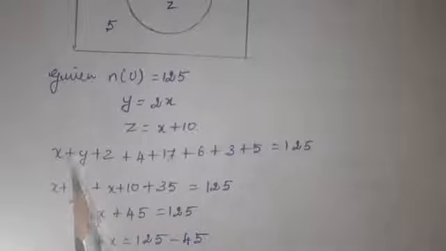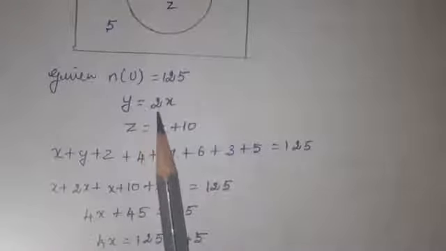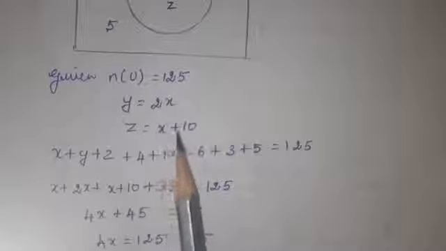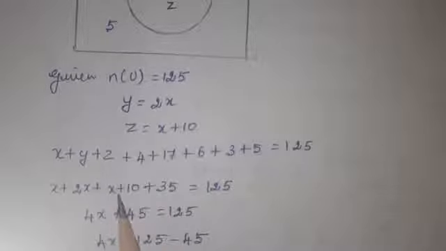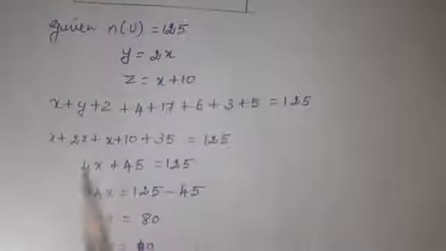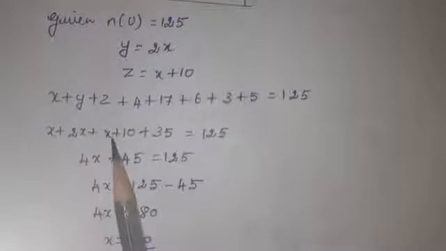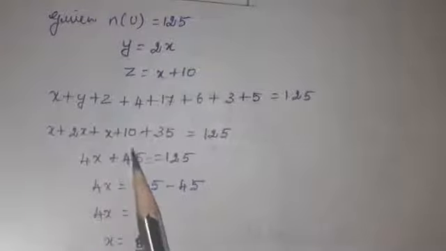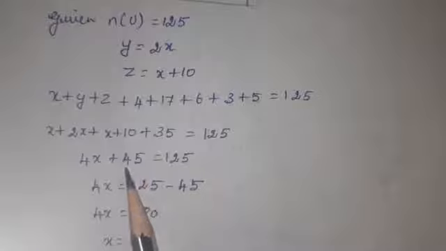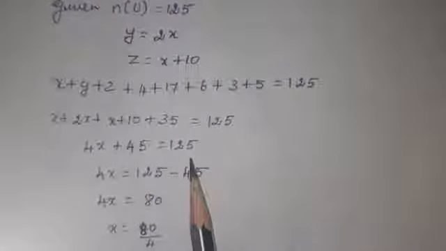Next, x plus y, they gave us in the question, is 2x. In y's place you should substitute 2x plus z. Z they gave as 10, so x plus 10. So in z's place I am writing x plus 10, plus I am adding these numbers, it is 35, equal to 125. Next, x plus 2x plus x is 4x: 1x plus 2x is 3x, 3x plus 1x is 4x, plus 10 plus 35 is equal to 125. 10 plus 35 is 45.